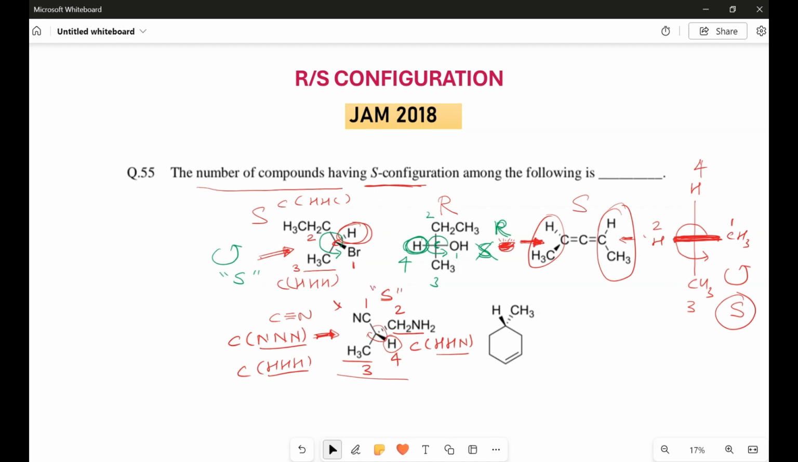So it's S configuration. Suppose you feel that you are not able to imagine from the back of the board. Let us look from the front. I'm going to look from this position, from the front of the board. So now 1, 2, 3 takes a clockwise rotation. So you'll get an R configuration. But as I've told, the least priority group 4 is near. I am viewing the molecule keeping the least priority near to me. So whatever I get is a wrong configuration. So S is the answer. This molecule also has S configuration.